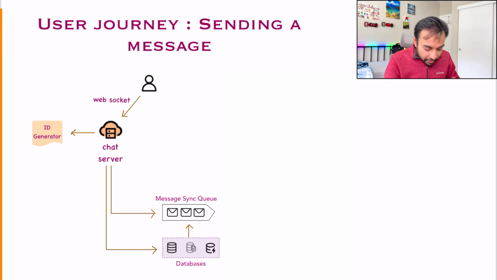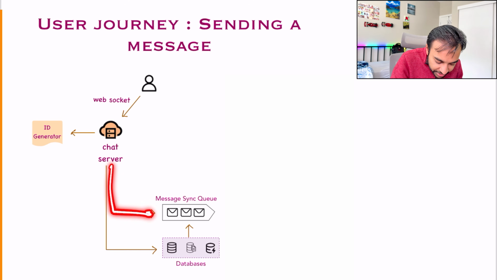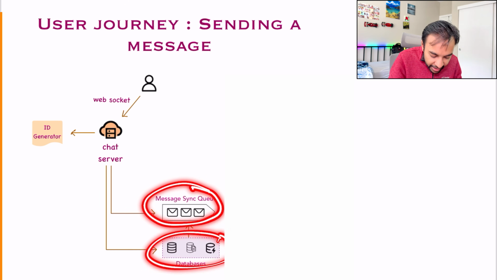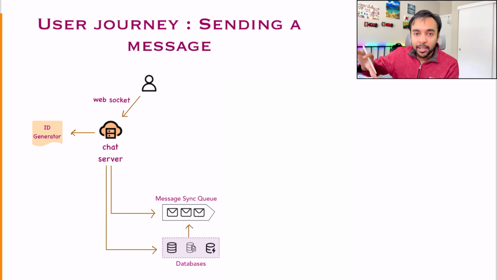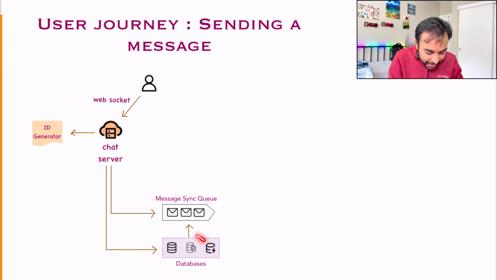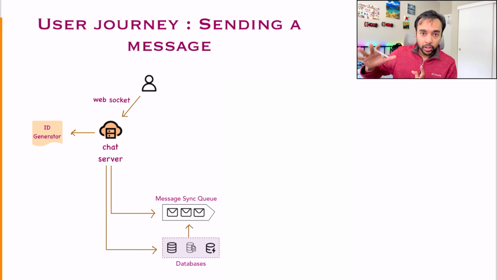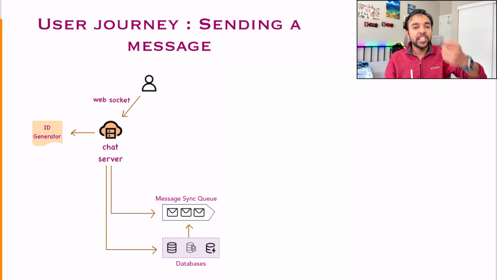The chat server will now take this message and send it to two different places: a message sync queue and your key value store, or the database that you're choosing. This database helps you store all the previous records. You might have noticed in your chat systems that there is an option to retrieve older messages. This is where all of these databases come in handy.